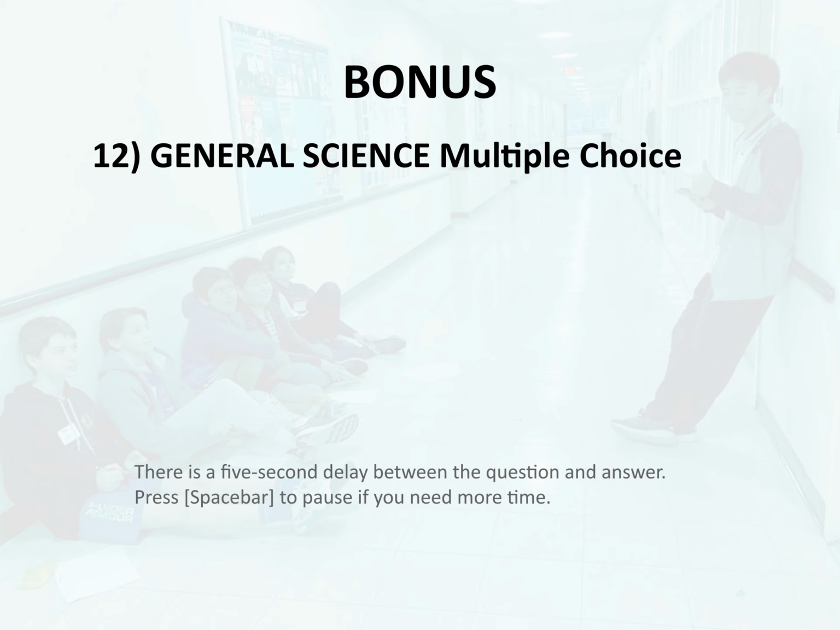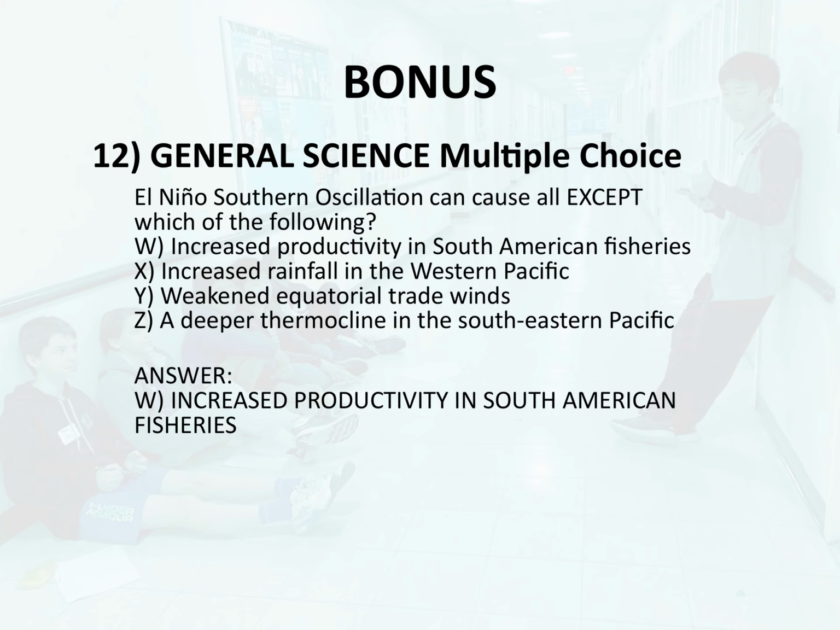Bonus 12. General science. Multiple choice. El Niño Southern Oscillation can cause all except which of the following? W. Increased productivity in South American fisheries, X. Increased rainfall in the Western Pacific. Y. Weakened equatorial trade winds. Z. A deeper thermocline in the southeastern Pacific. Answer. W. Increased productivity in South American fisheries.